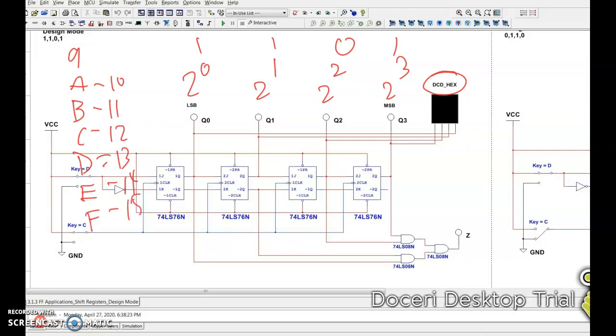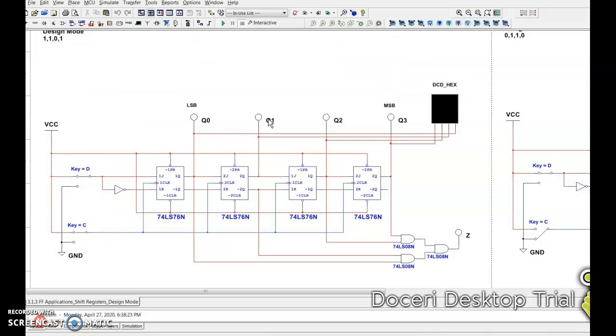Because once you get to 16, you can divide 16 by 16, so that means you go back down to the least significant bit. All right, so this is what this is. This is a counter. So let me go ahead and do that for y'all, for you guys that don't have Multisim.